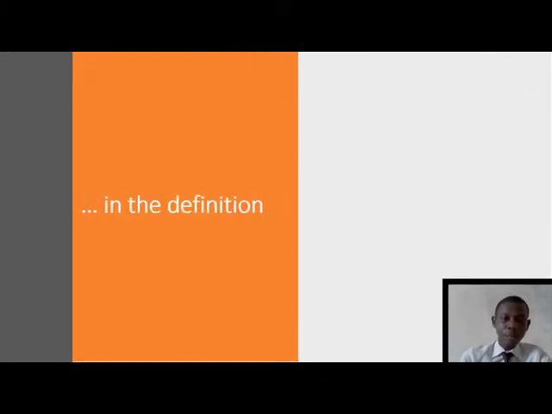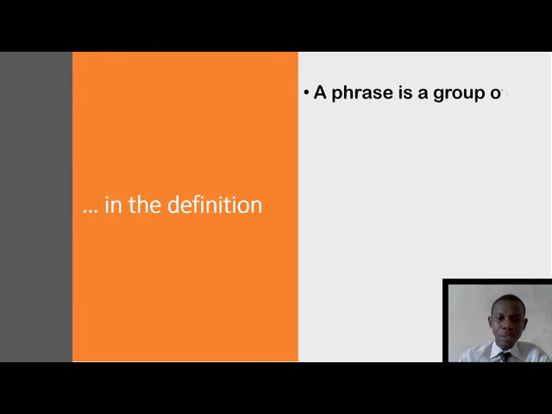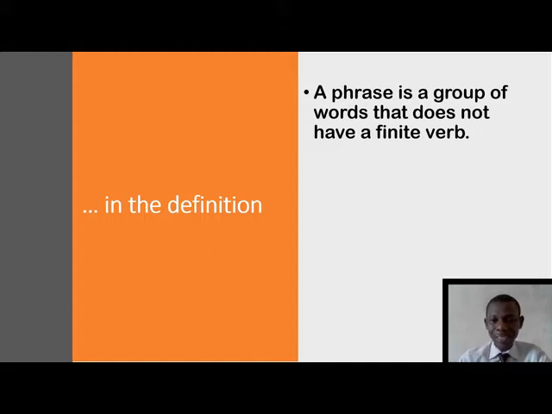Now in the class, let's look at the definition of these two grammatical units. Once we are able to establish the definition, then we will be able to see what is actually different between the two of them. Remember, they are grammatical units, not just any word in the English language. So, what is a phrase? A phrase is a group of words that does not have a finite verb. So you remember our lesson on the finite verb?